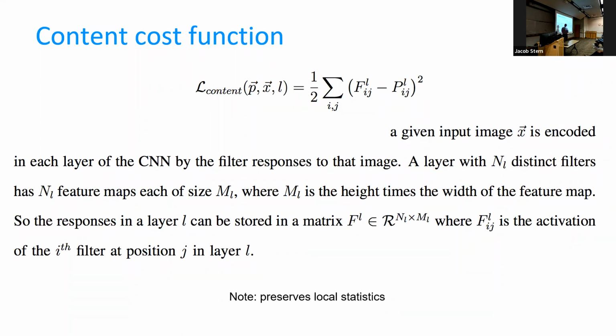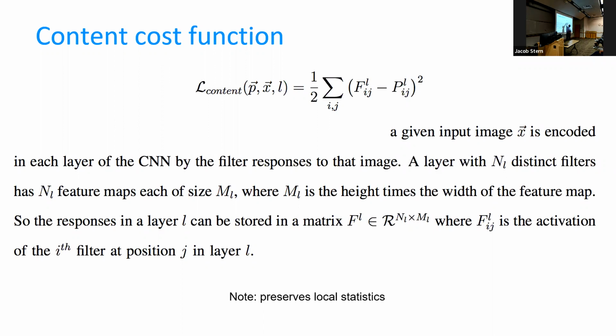We're going to take these two matrices, FL and PL. FL are the features of the generated image at layer L. And PL, can you guess what those are? The features of the content image at layer L. Yep, and then we're summing over I and J.